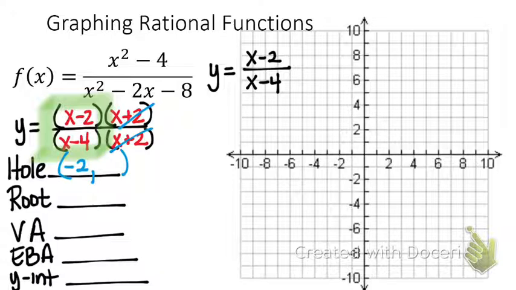So again, whenever something cancels, you set that factor equal to 0. Whatever cancels, set that equal to 0, and then substitute that number back into the function. So if I substitute that negative 2 back in, I get negative 2 minus 2 over negative 2 minus 4. So that's going to be a negative 4 over a negative 6, which is 2/3. Positive 2/3.